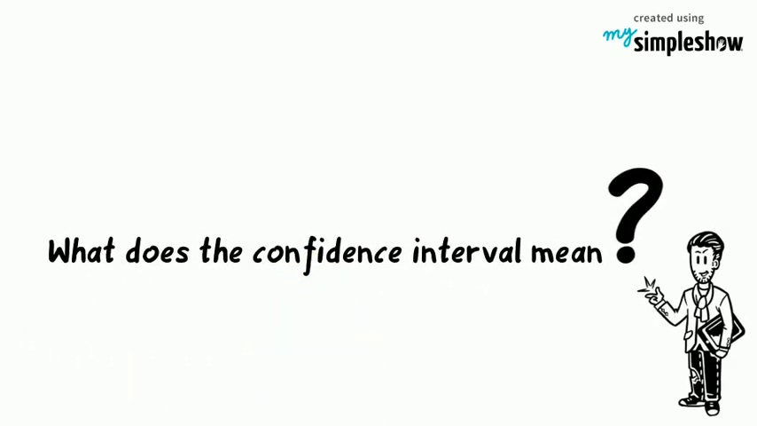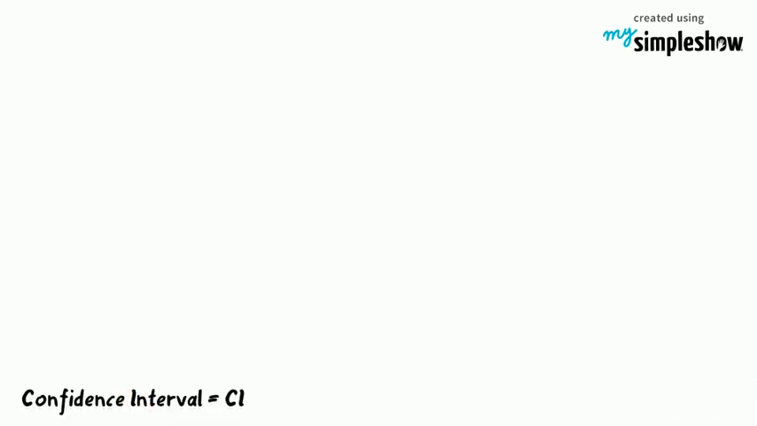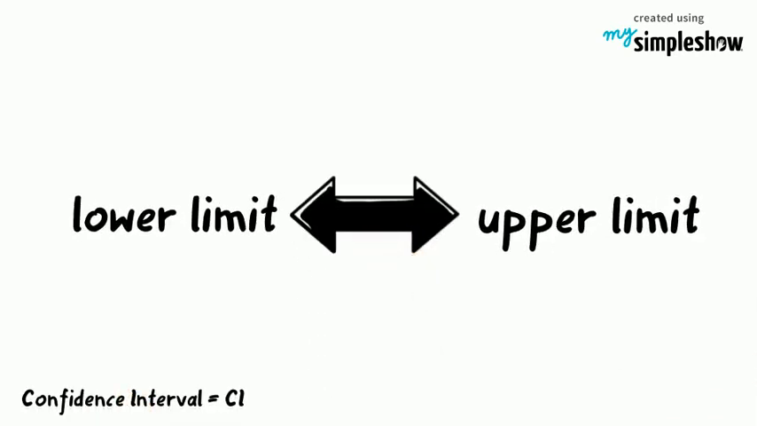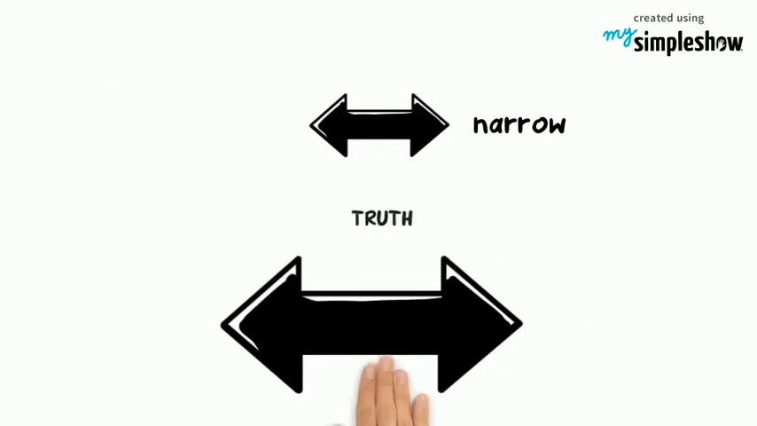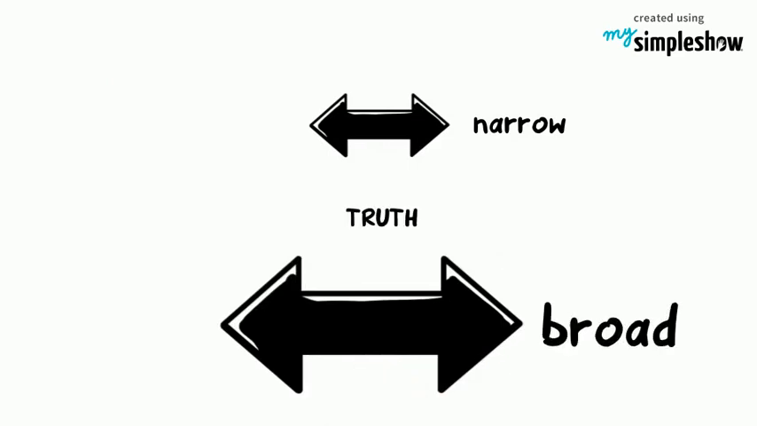What does the confidence interval mean? The confidence interval gives us a range between which there is a high probability the truth lies. The narrower the confidence interval, the more certain we are the results are closer to that point estimate.